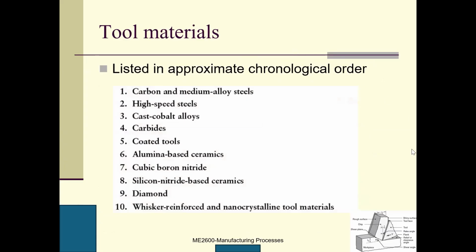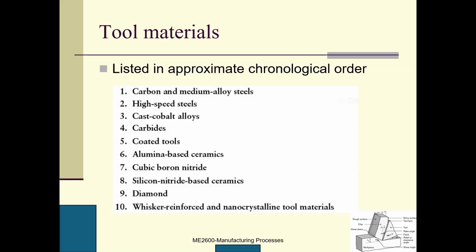So here is, in approximate chronological order from the earliest to the latest, the first one: carbon and medium alloy steel. At the very beginning of the Industrial Revolution, it was very easy to find and also very cheap. The high-speed steel is also great. The third is cast cobalt alloy. And the fourth one is carbides.